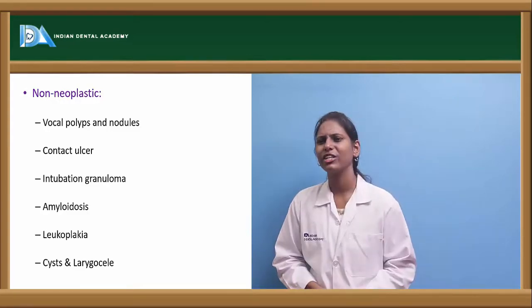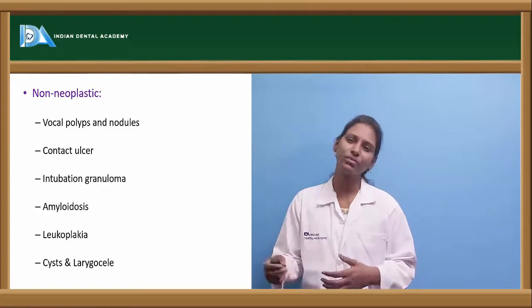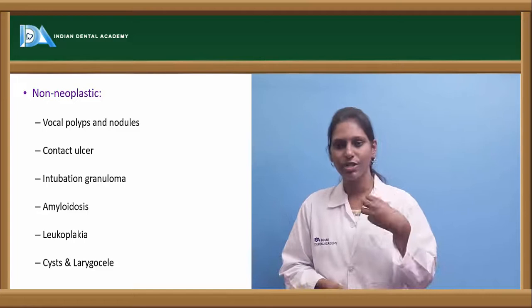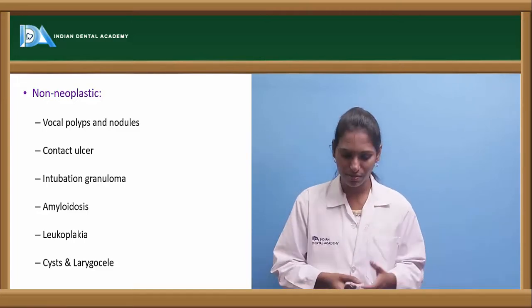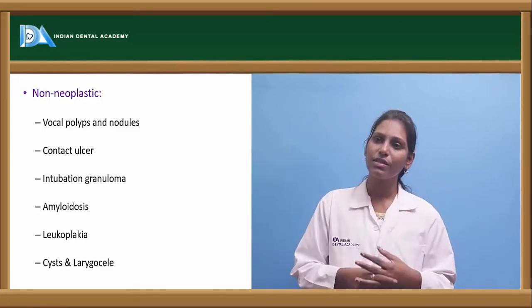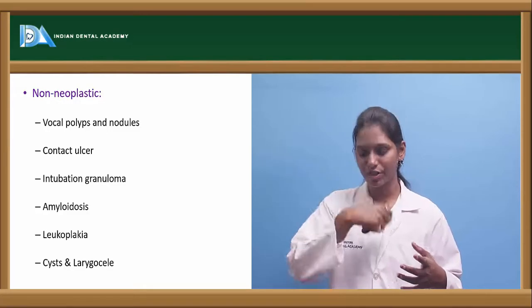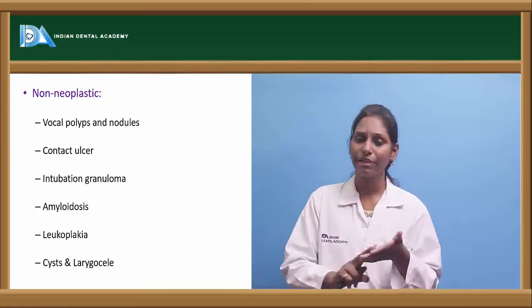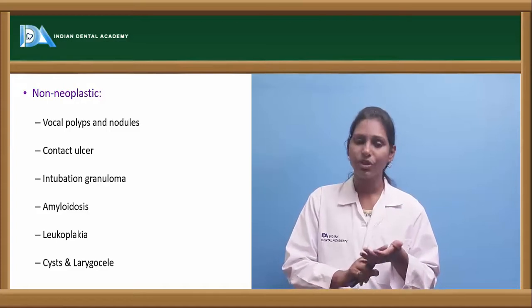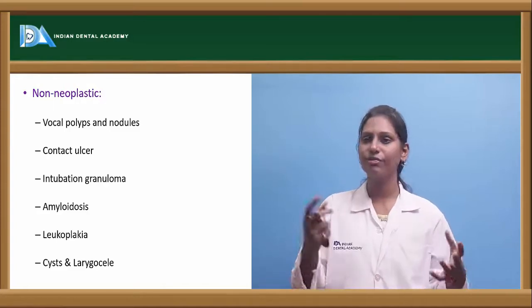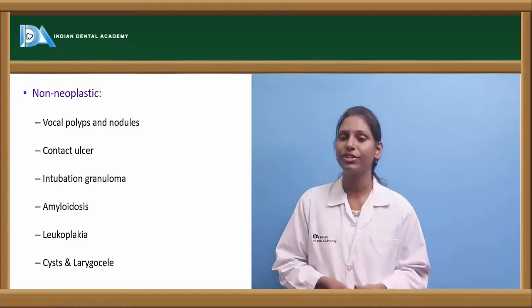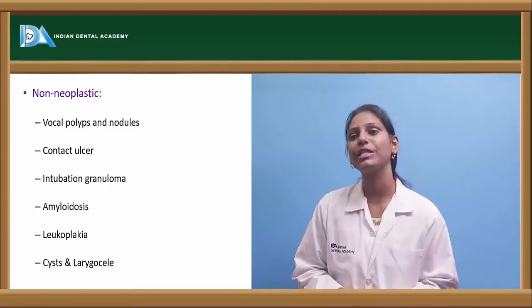Then intubation granuloma, one of the most commonly encountered ones, especially in GA patients. What happens is there will be infection of the vocal process of the arytenoids because of intubation. When we do intubation, rough intubation especially, there can be an infection, or there can be a rupture, mucosal ulceration, which further leads to granuloma. Again, hoarseness and dyspnea are common clinical features, especially in intubation granuloma.